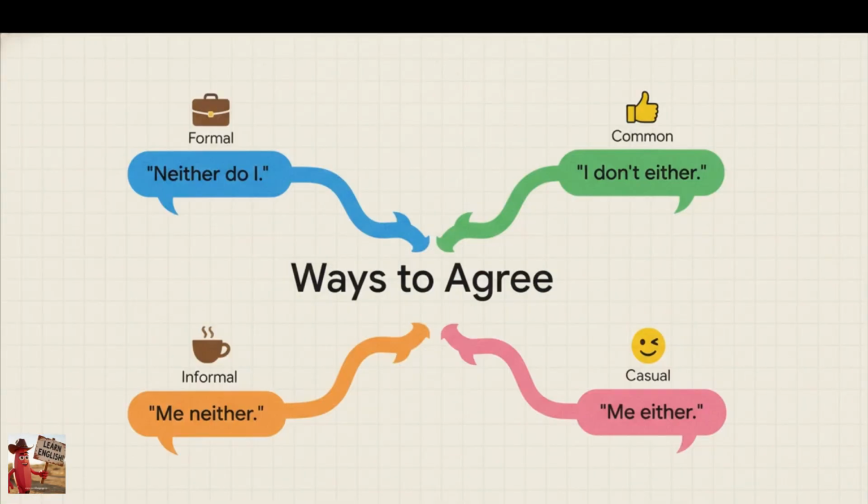Neither do I is grammatically perfect, great for any situation. I don't either is also perfectly correct and probably what you hear most often. Then you have the super casual, me neither, which, let's be honest, we all say. And you might even hear people say, me either, though technically it's considered the least correct of the bunch.